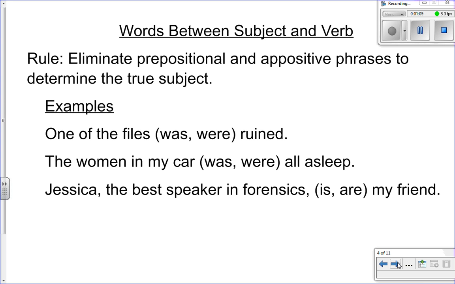So for example, I'm going to cross off of the files, the prep phrase. It's not the subject. One is the subject. One is singular, so I'm going to choose the singular verb that ends in S, was. And the second sentence, in my car, is a prepositional phrase, so I'm going to eliminate it. The subject is women, which is plural, so I'll choose the verb that does not end in S. And then in the next sentence, the best speaker in forensics is an appositive that identifies Jessica, who is the subject, and is singular, so I'm going to choose the singular verb is.